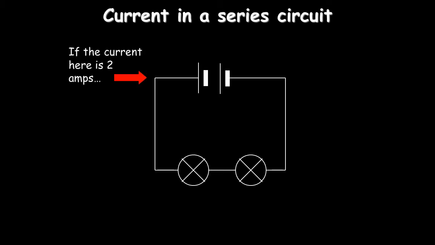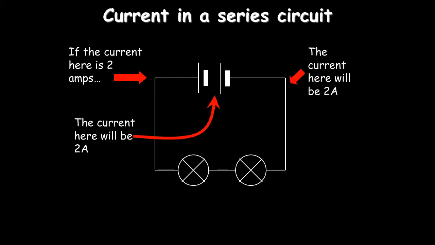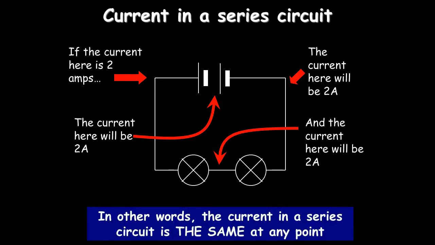In a series circuit like this, if you've got 2 amps flowing through the circuit here, that 2 amps is going to go through that bulb and back, and you've just got one complete loop. Now, like a lot of laws in science, you can't lose current. There's conservation of current. So it doesn't matter where you measure the current in this circuit, it will always be 2 amps. It doesn't matter where you put that ammeter. So in a series circuit, the current is always the same.